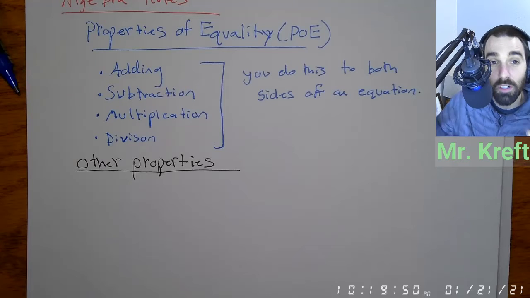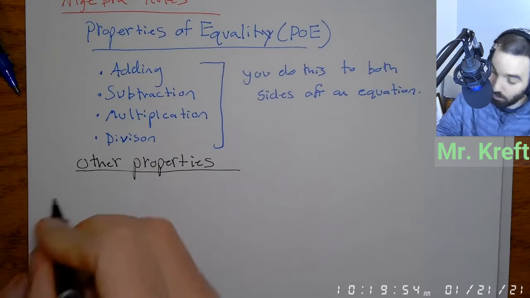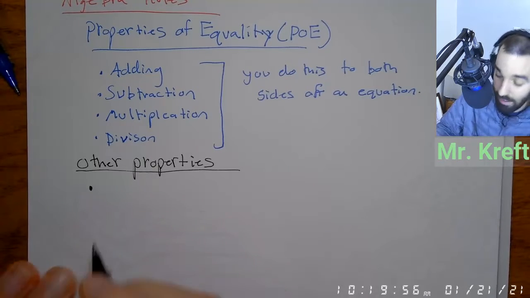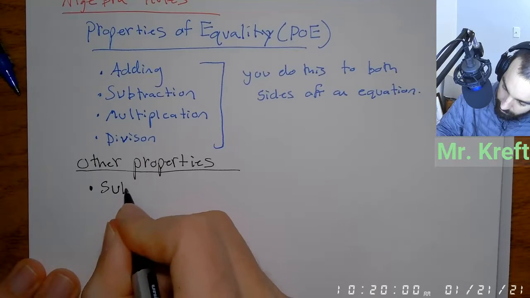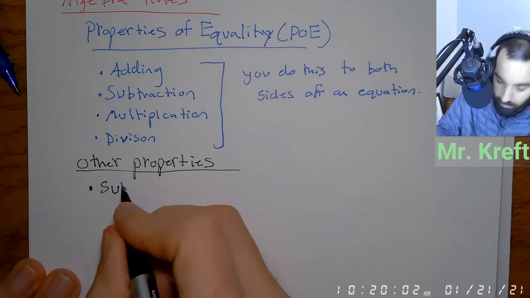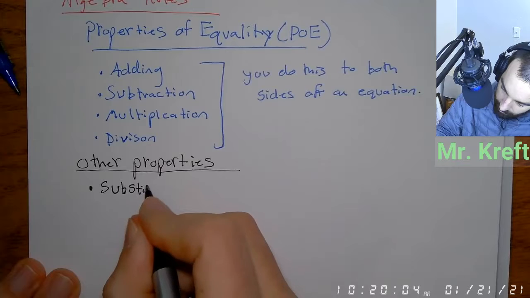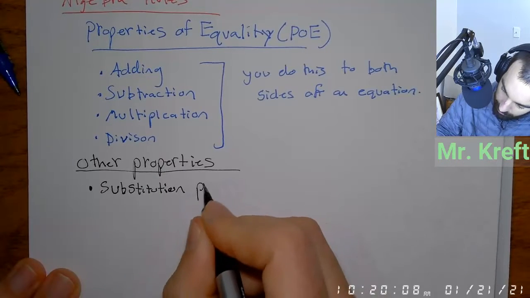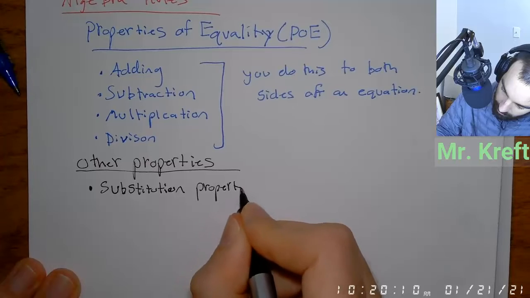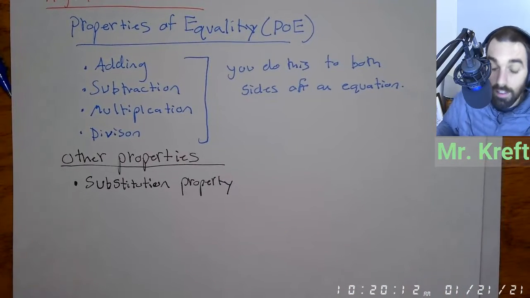Okay, so other properties. So we're going to talk about other things that we've done in this class and you've done in algebra. So some things you've done in algebra is like substitution. So substitution property.